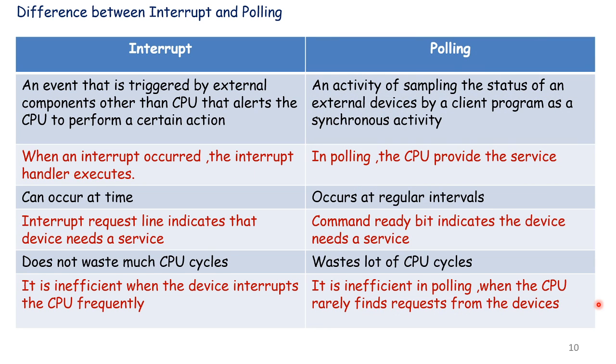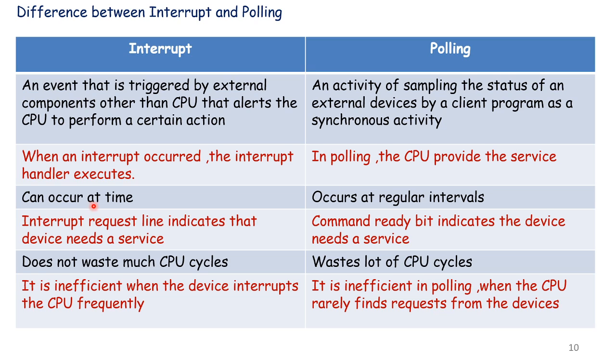Difference between interrupt and polling. Interrupt: an event that is triggered by an external component other than the CPU that alerts the CPU to perform a certain action. Polling is the activity of sampling the status of an external device by a client program as a synchronous activity. Interrupt: when an interrupt occurs, the interrupt handler or interrupt service routine executes. In polling, the CPU provides the service.